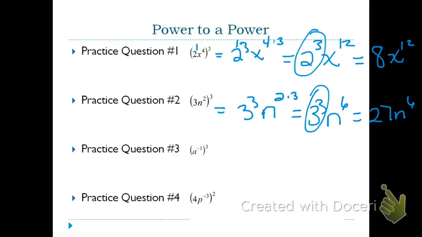Question 3 is the same format. So we have negative 1 times 3, which is equal to a to the negative third, which is the same thing. Remember, we don't leave our negative exponents, so a to the positive, 1 over a to the positive 3.